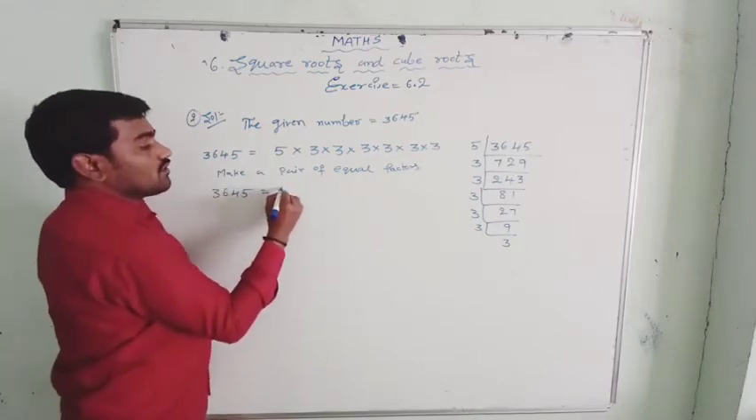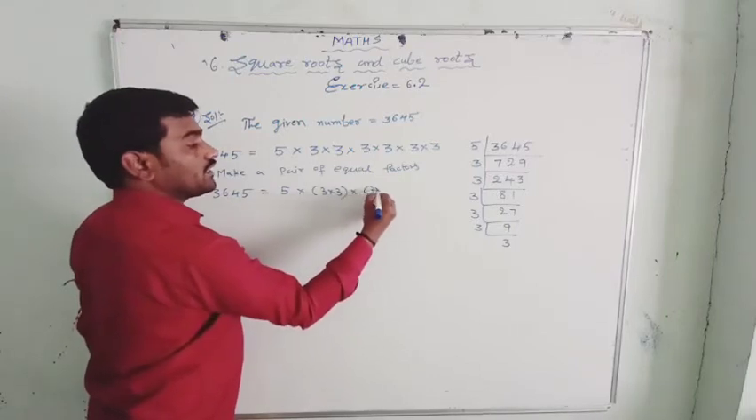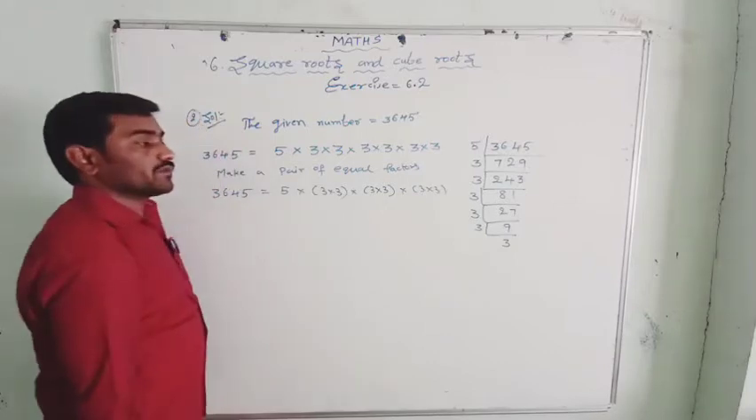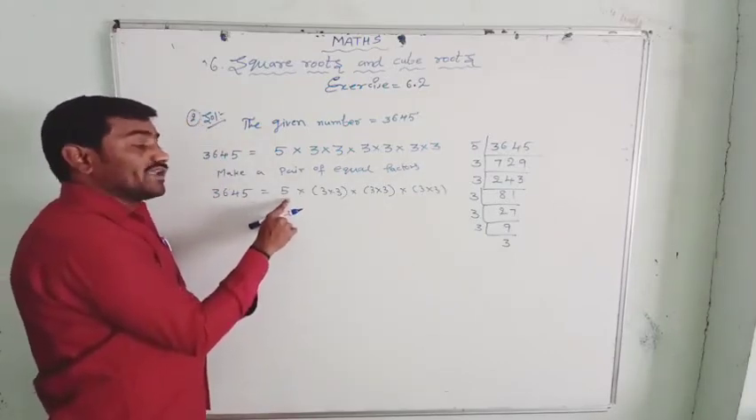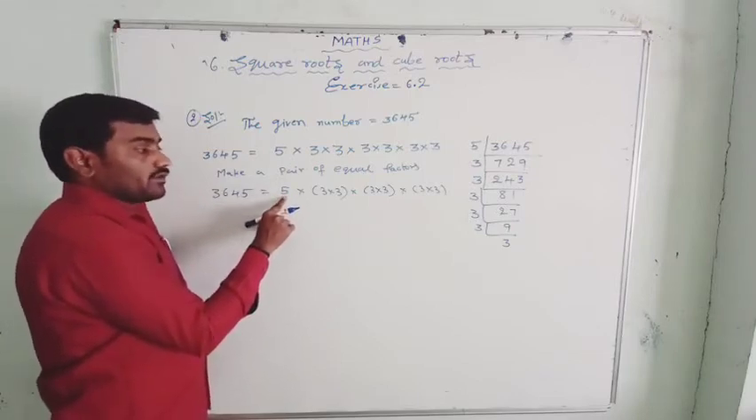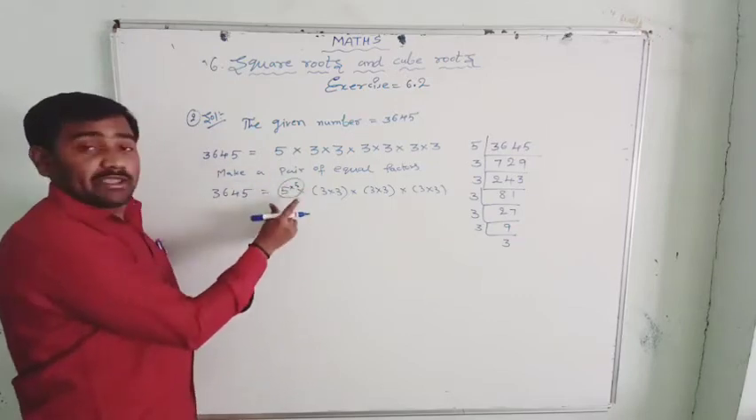So 3645 is equal to 5 into 3 into 3 is one pair, 3 into 3 is one pair, and 3 into 3 is one pair. So the only unpaired number is 5. We have to make it a pair. If you want to make it a pair, you have to multiply by one more 5. Then it becomes a pair.